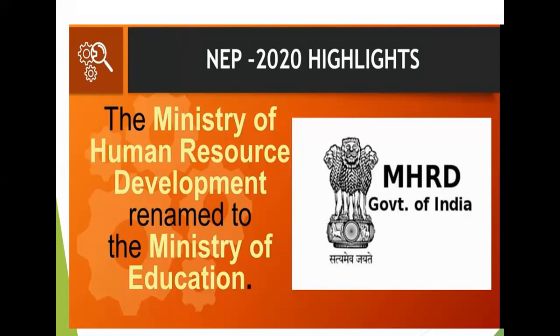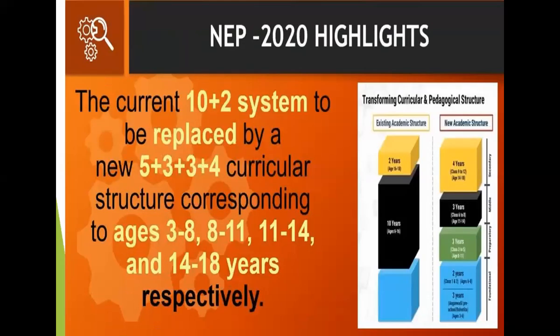The current 10 plus 2 system is to be replaced by a new 5 plus 3 plus 3 plus 4 curricular structure corresponding to ages 3 to 8, 8 to 11, 11 to 14, and 14 to 18 years respectively.